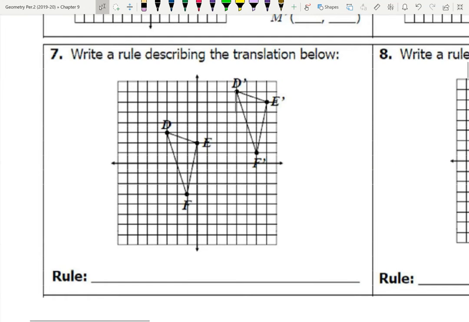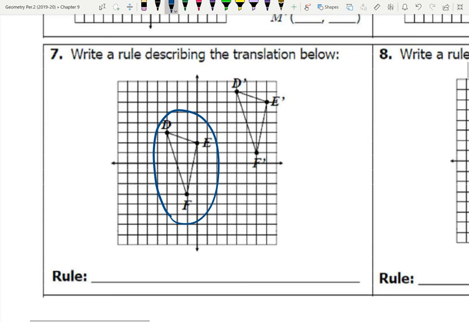Okay, so now we move on to example number 7 here. It says to write a rule describing the translation below. Now, when they say rule, what they're really talking about is that symbolic form, the arrow notation that we saw earlier. So what I want to do is look for the pre-image, and that would be this triangle here, DEF.